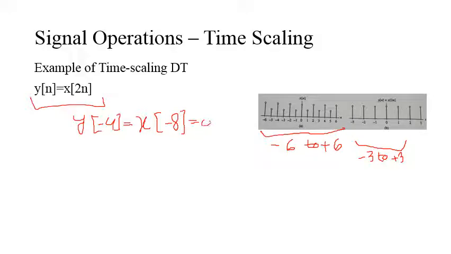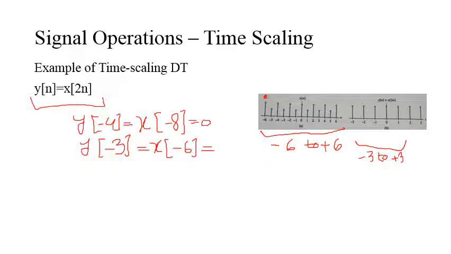So y of 4 will be 0. Again, y of -3 will be equal to x of, right? So -3 into 2, -6. So y of -3 will be equal to x of -6. So it has this value, right? So we get this value.